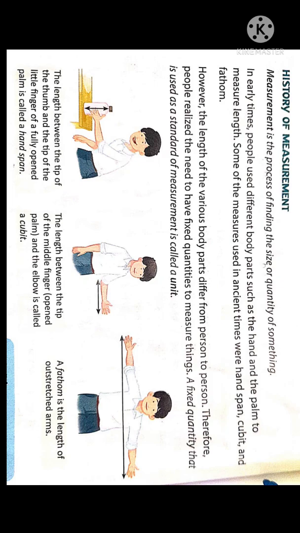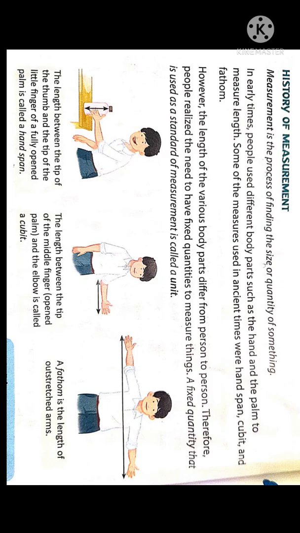Next, the length between the tip of the thumb and the tip of the little finger of a fully opened palm is called a hand span. Next, the length between the tip of the middle finger and the elbow is called a cubit. A fathom is the length of outstretched arms.